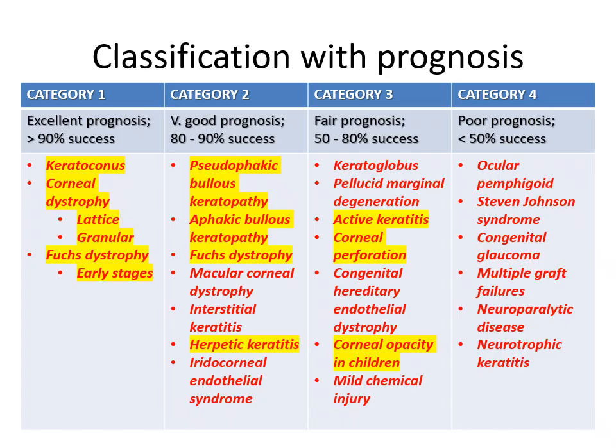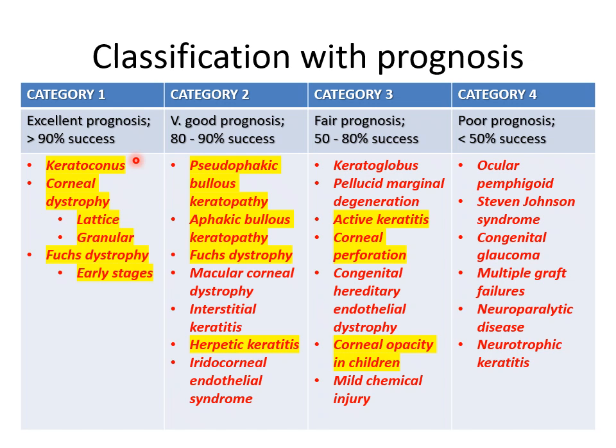There is another classification, which is according to the prognosis of the different situations in which the PKP is done. So it's divided into four categories, 1, 2, 3, 4. Category 1 has excellent prognosis and more than 90% success rate. The ones that I've highlighted in yellow are the important ones that you should remember. So keratoconus, corneal dystrophy, and stromal dystrophies to be particular, and Fuchs dystrophy early stages. These three have excellent prognosis and more than 90% success rates.